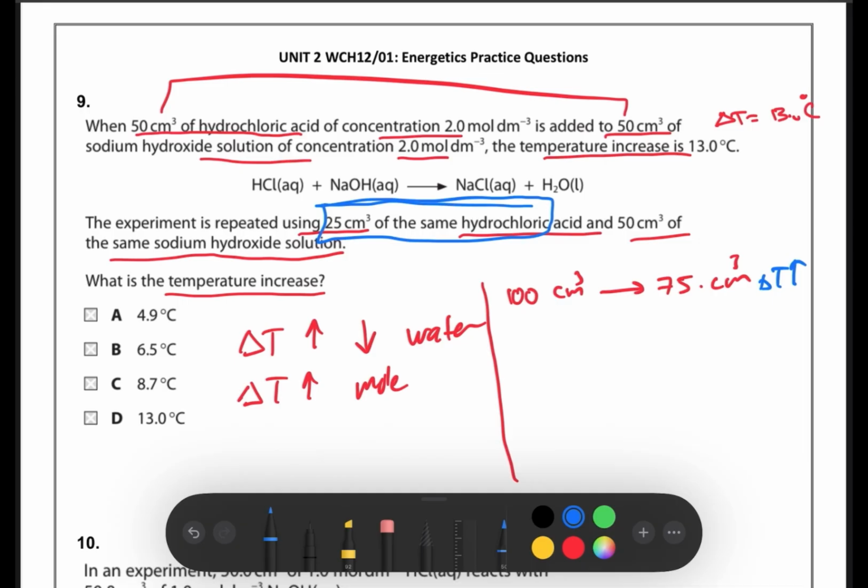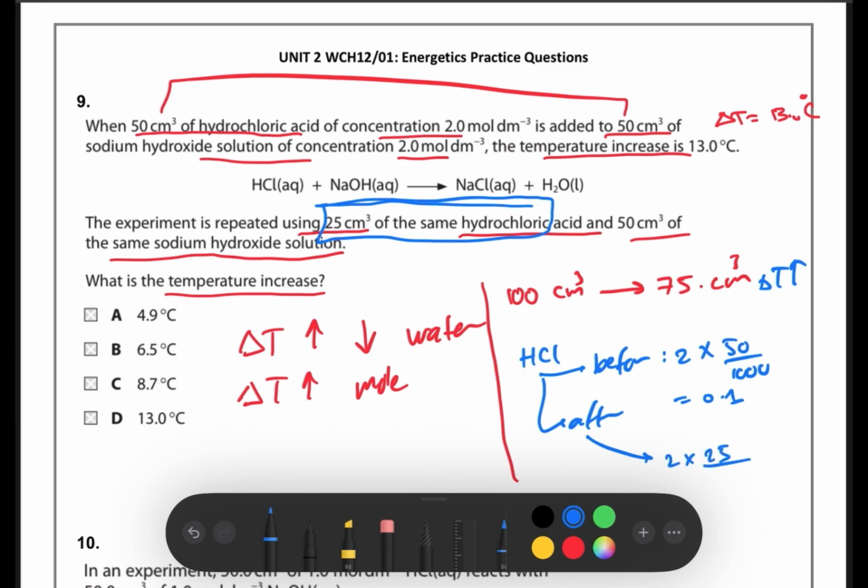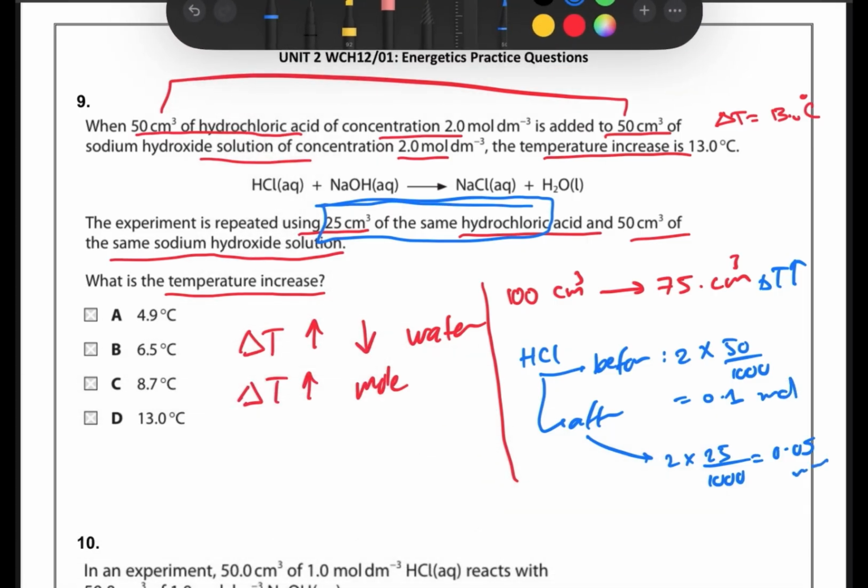If we calculate the moles before and after for hydrochloric acid, HCl, let's start with the before one. It's 2 times 50 over 1,000, so it's equal to 0.1. But after it becomes 2 times 25 over 1,000, and now it's 0.05 mole. So what happened to the moles? It decreased. Decreasing the moles will decrease delta T.